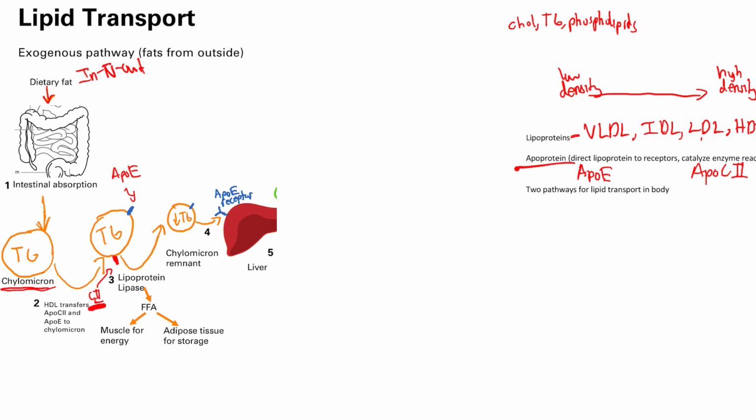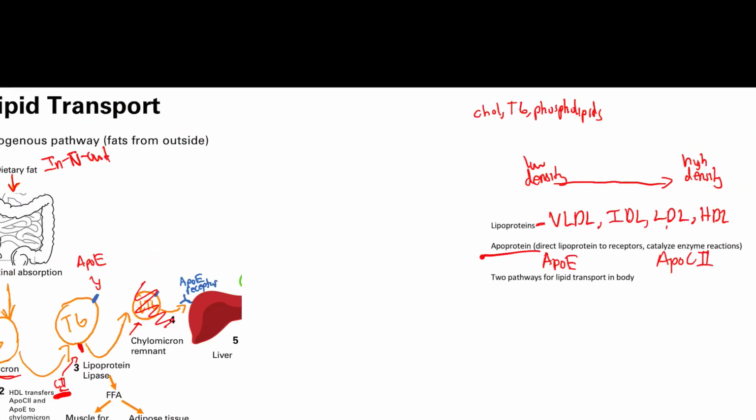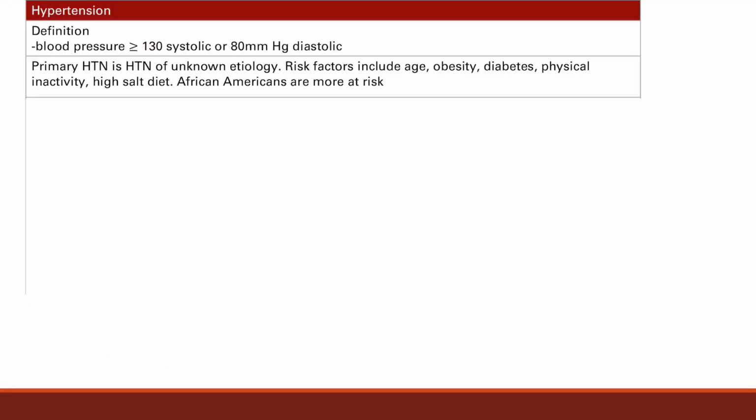Then we've broken down a lot of triglycerides. So now you see we have a chylomicron remnant. It's smaller. There's less triglycerides in there. And it still has the ApoE apoprotein. That's going to direct it to the ApoE receptor in the liver. And then it's going to bind to the liver, and it's going to be removed from circulation. So that is our exogenous pathway. It's pretty simple if you think about it. Now, our next pathway is the endogenous pathway. This is from lipids made by the liver.